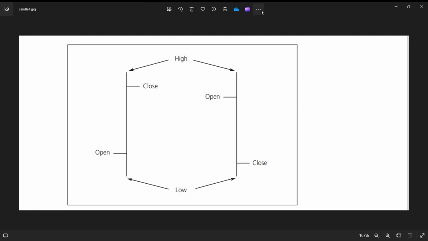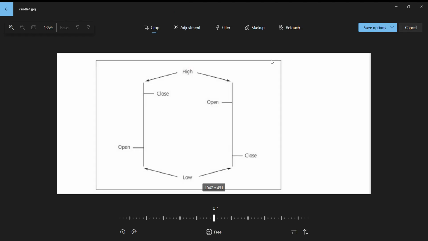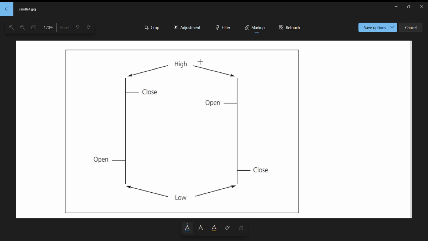Let me pick my pen. Okay, now. All right, so this is the high. The high of what? And this is the low. The low of what? And this is what we are interested in.